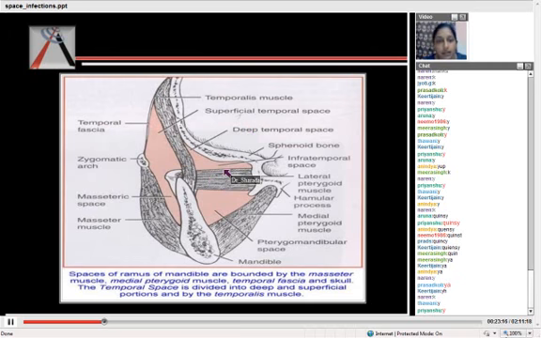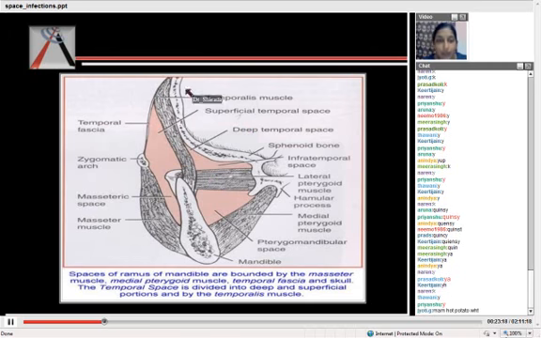Okay, this is the top part. You have the temporalis muscle. This is the section taken like this from behind. Can you envision it? See, this is the skull, right? Someone has cut the skull from behind into half.